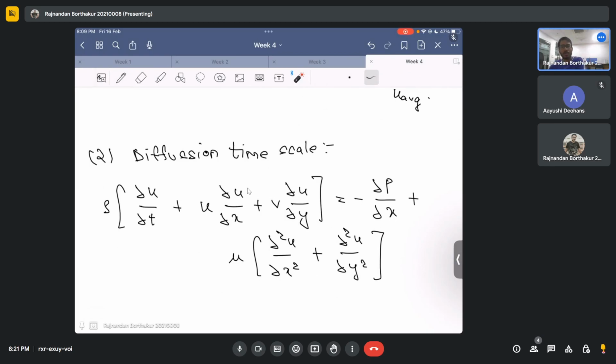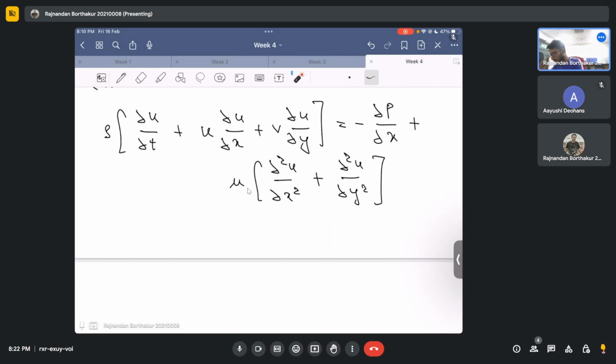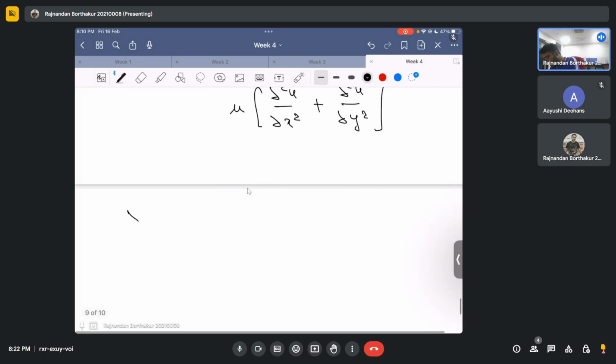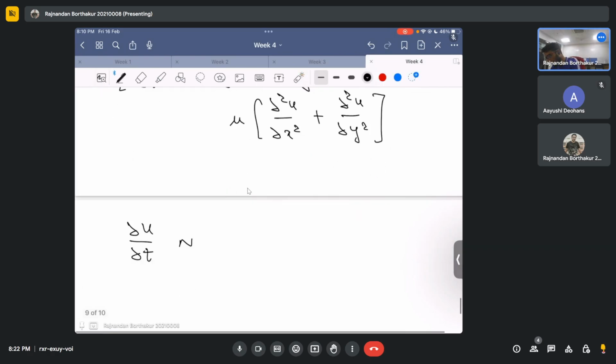Think about it. What do we want? We want the diffusion time scale, right? The name suggests that we need to do the order of magnitude analysis of this unsteady term with the diffusion term, which is this term. So let's do this. What we were saying is that del u by del t, if we say its scale, scales with this term, and without loss of generality I just consider del squared u by del y squared, which means del u by del t would scale as mu times del squared u by del y squared.